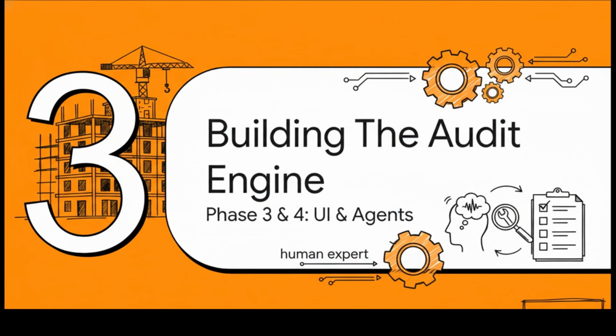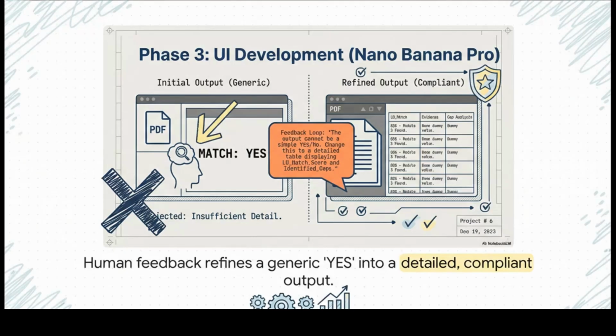All right, section 3, building the audit engine. So we've got the rules, we've got the architecture, now it's time to actually build this thing. And this is where we really see the crucial role of the human expert in refining and perfecting the application. And this slide, wow, this just perfectly illustrates that human-in-the-loop process.